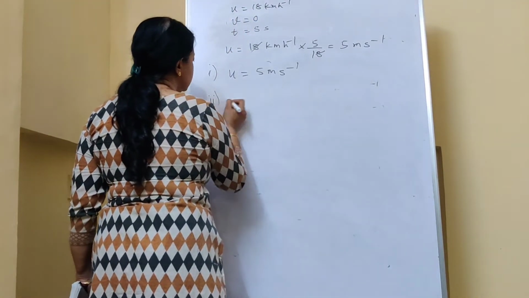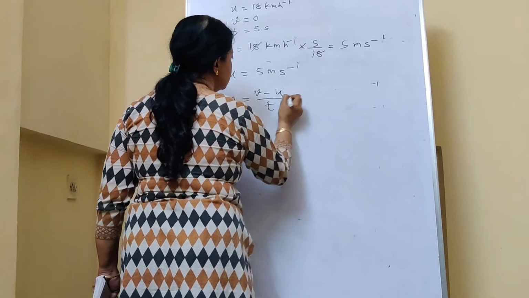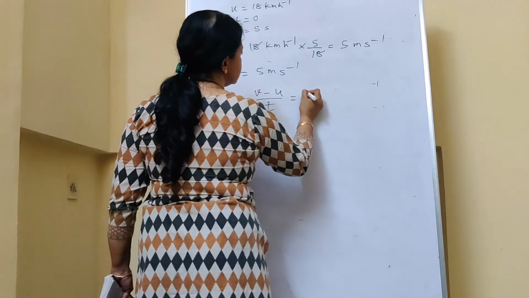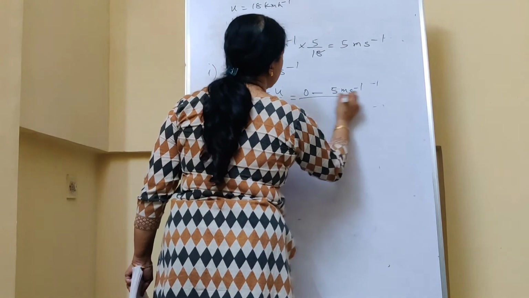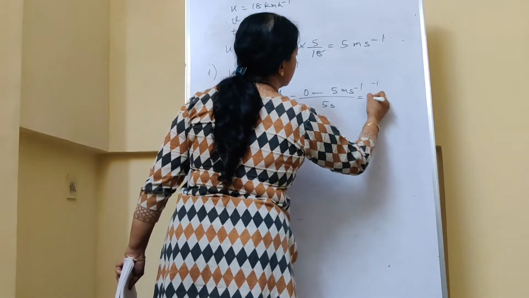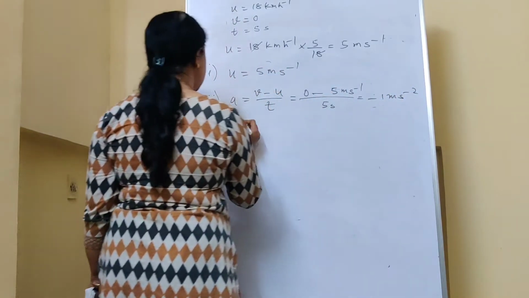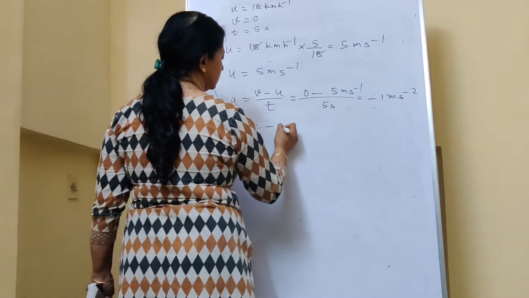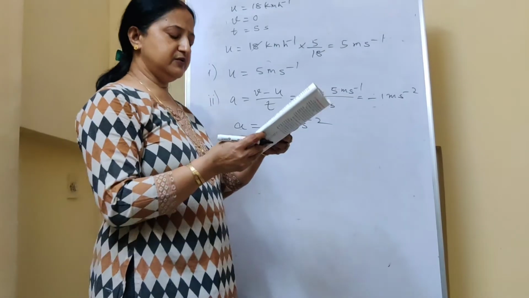Retardation, again negative acceleration, but the formula for acceleration is the same, V minus U by T. It is stopped, so final velocity is 0. Initial velocity is 5 meters per second. And how much is the time? During 5 seconds. So it is minus 1 meter per second square. See, this minus 1 tells you that it is a case of retardation, negative acceleration.